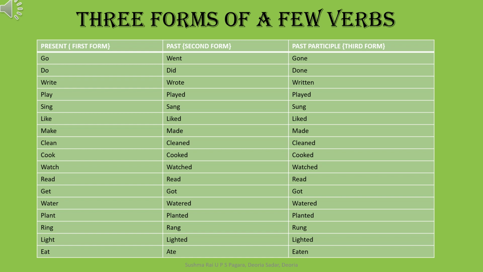Next verb that we have taken is get. The three forms of get are get, got, got. Then three forms of water are water, watered, watered. Next verb is plant. The three forms are plant, planted, planted. The three forms of the verb ring are ring, rang, rung. The three forms of the verb light are light, lighted, lighted. And the three forms of the verb eat are eat, ate, eaten.